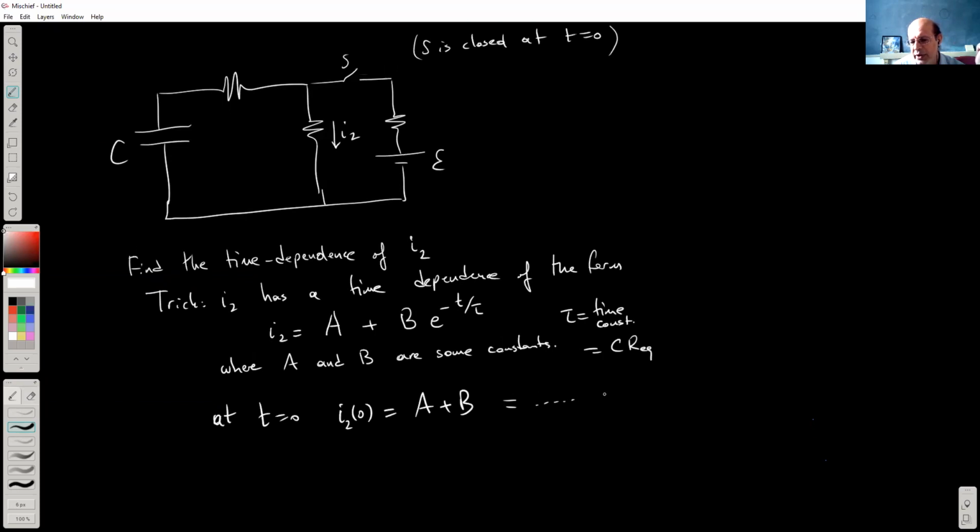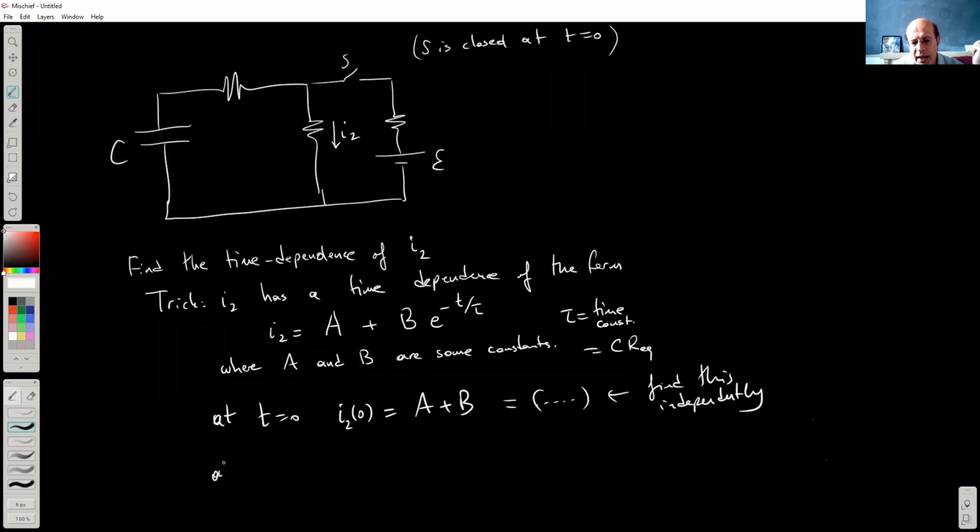So in any case, find this independently. Sorry, there should be a non-zero value for this. So at time t equals 0, you are going to replace this capacitor with a wire and then solve the circuit like that. In any case, at time t equals infinity, this expression gives me just A.